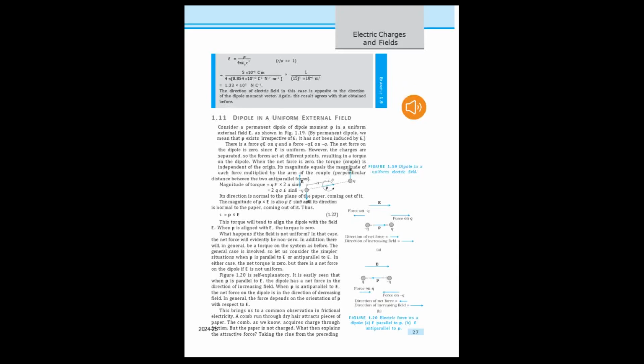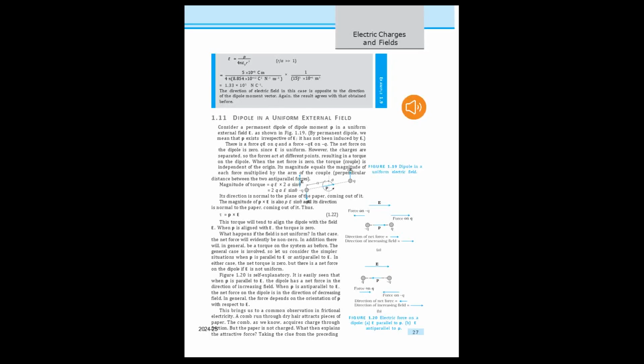The magnitude of p cross E is also pE sin theta and its direction is normal to the paper coming out of it. Thus, the torque tau is equal to p cross E. This torque will tend to align the dipole with the field E. When p is aligned with E, the torque is zero.